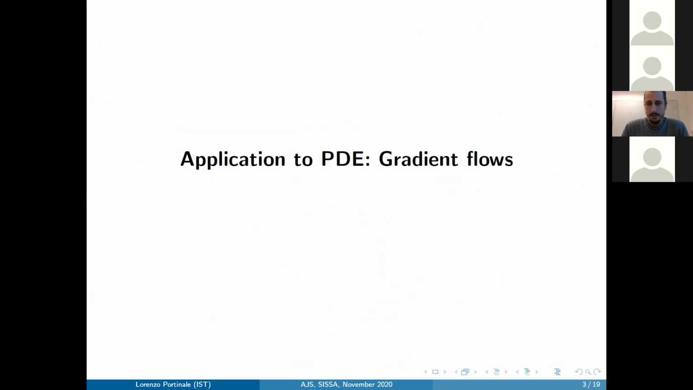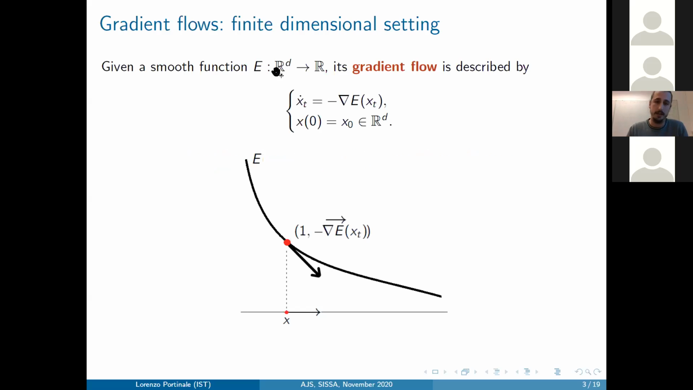Once again, I believe it is a good approach to this framework to really start from the basic finite dimensional and smooth setting and try to understand the key notions which connect these PDEs, the evolution equations, to optimal transportation. So let's start very simple. Let's consider R^d and an energy functional E from R^d to R. Here in the picture it's even easier, just a one-dimensional picture.